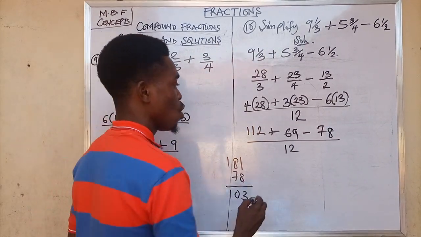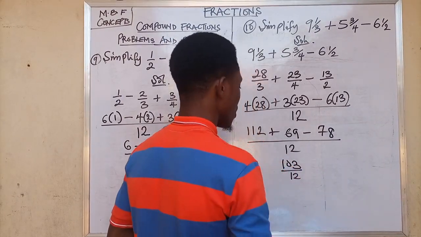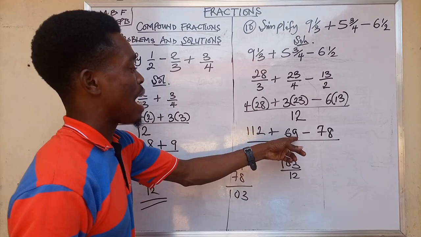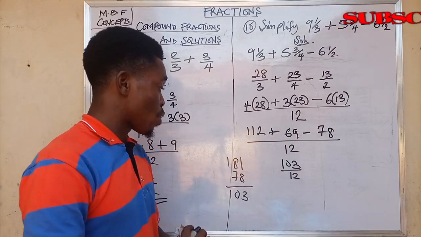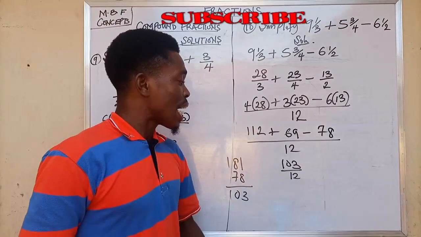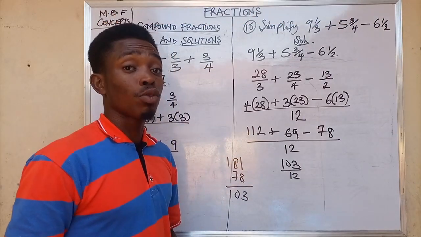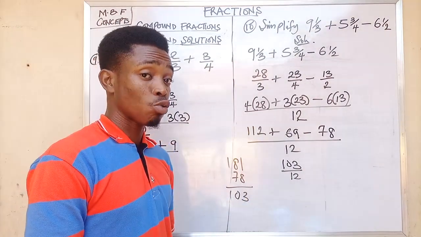Then we are going to have 103 over 12. Guys, this is as simple as this. So when you add this to this, guys, you are going to have 181. When you remove 78 from 181, you're going to have 103. Now, check if there is a common factor between 12 and 103. Of course, there is none.